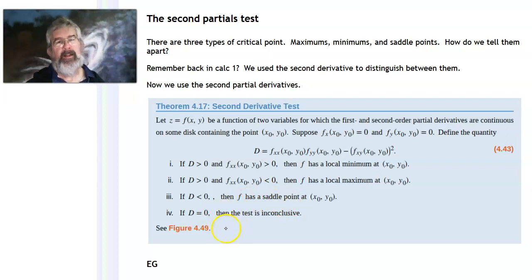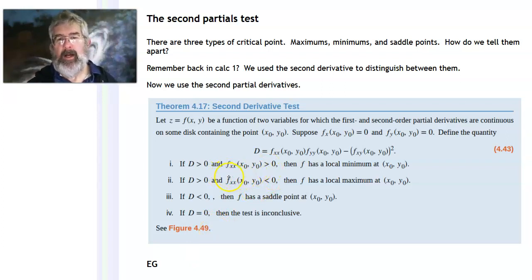Right? And that's reminiscent of the second derivative test that we had in Calc 1, because if the second derivative was, as we said, positive, that was concave up, so you're at a minimum. Second derivative was negative, that was concave down, you're at a maximum. And if the second derivative was 0, then it didn't tell you anything. It might be at a max, it might be at a min, it might be neither.